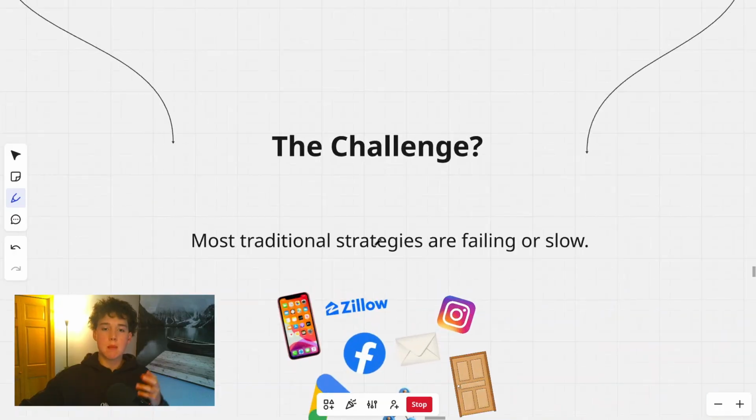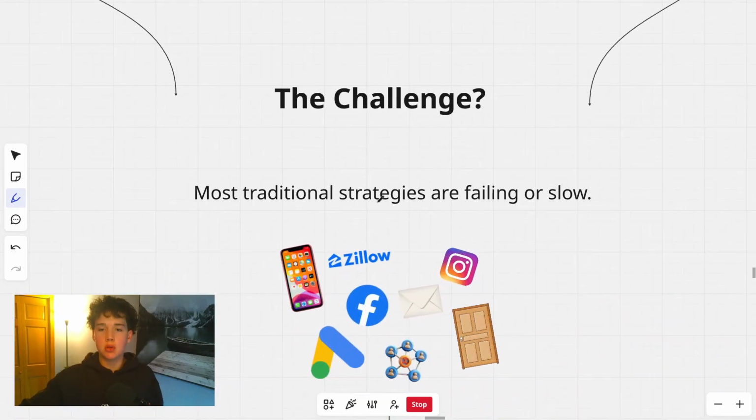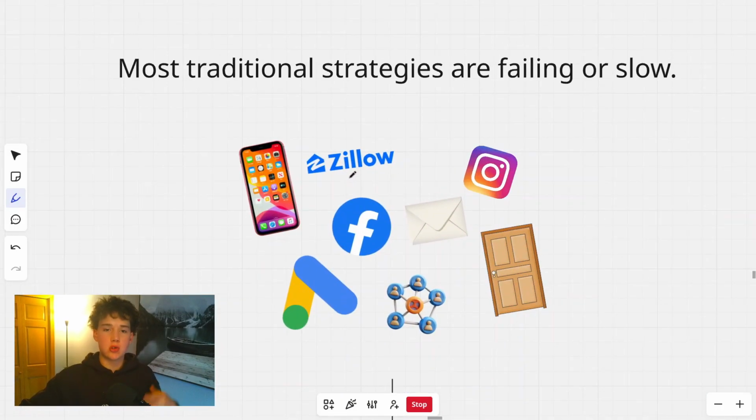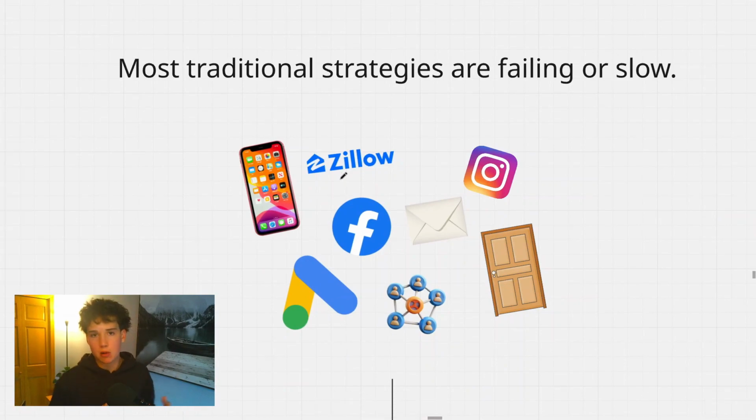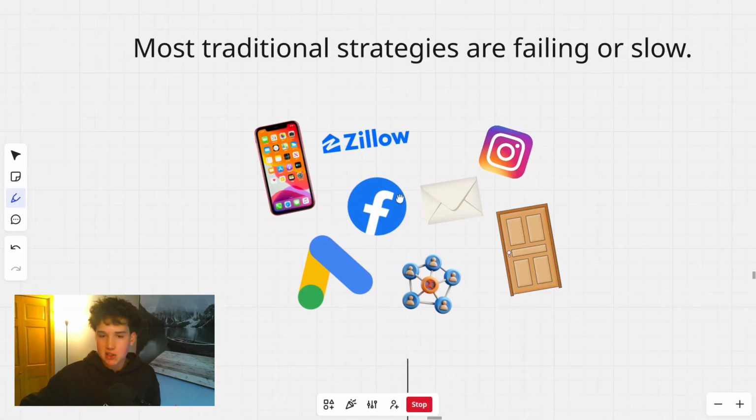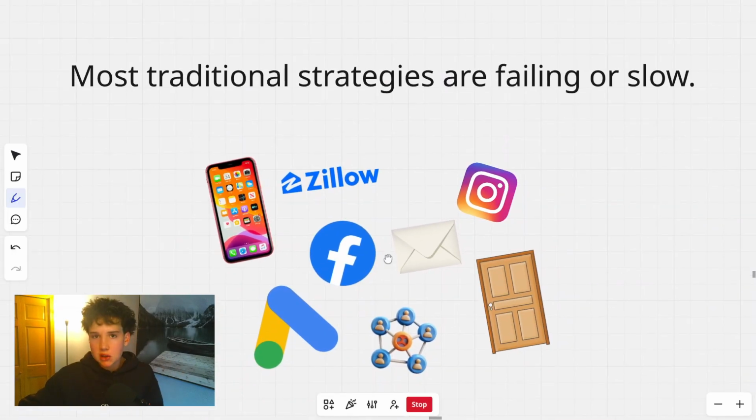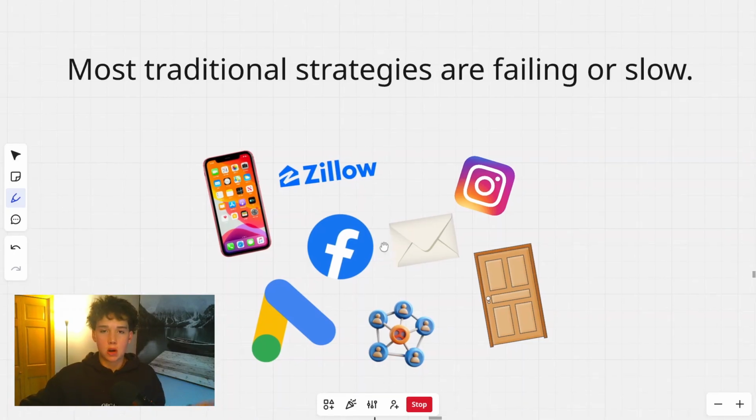The challenge is most of the traditional strategies that you're probably used to are failing or they're too slow. There's Zillow, where you get a bunch of leads, half the time they're shared, otherwise you're having to shell out 12 grand, 15 grand a month to get these leads. Facebook and Instagram, don't get me started on these platforms. You get a bunch of leads who have no clue who you are, don't know why you're calling, anything like that.